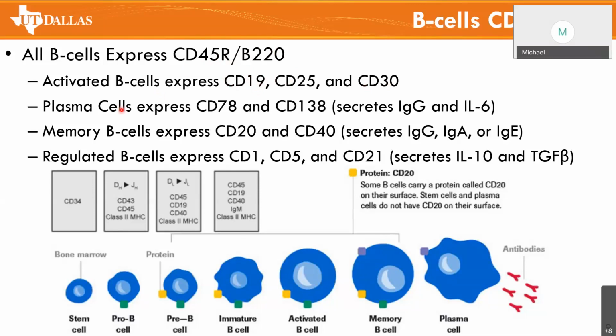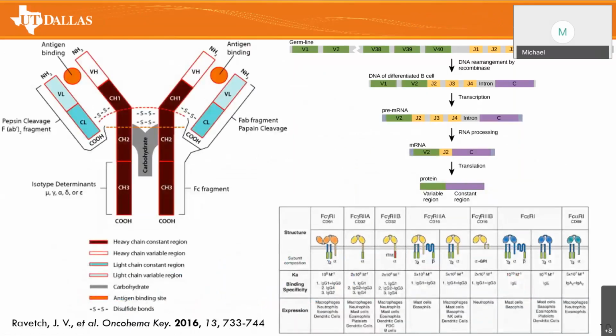For plasma cells, we can differentiate them with CD78 and CD138. And then for memory B cells, we can look at CD20, CD40. We can even look if they have IgG or IgA on their B cell receptor. And then for regulatory B cells, we can look at CD1, CD5, or CD21 along with CD45R and B220. So now I'm going to move towards antibodies, because the main role of all these different B cells is to produce these antibodies.